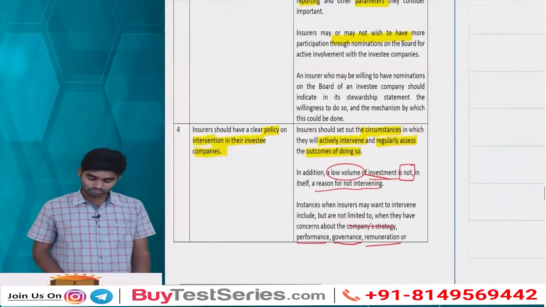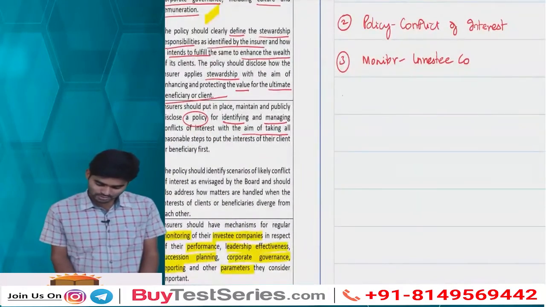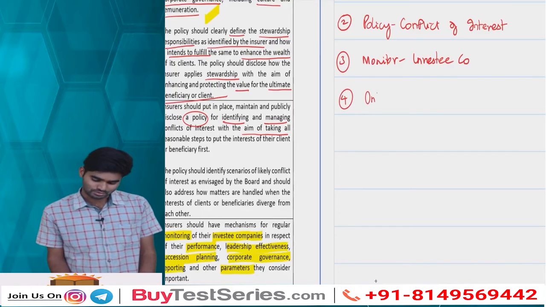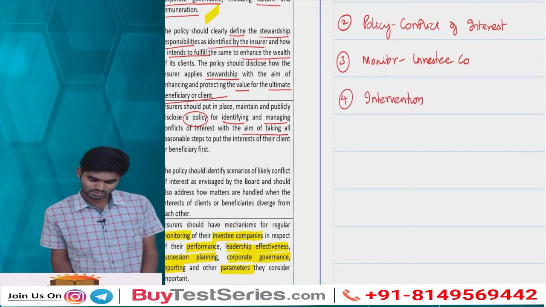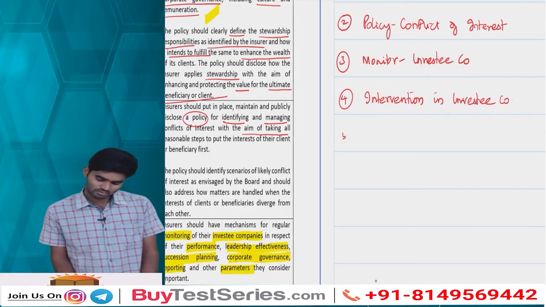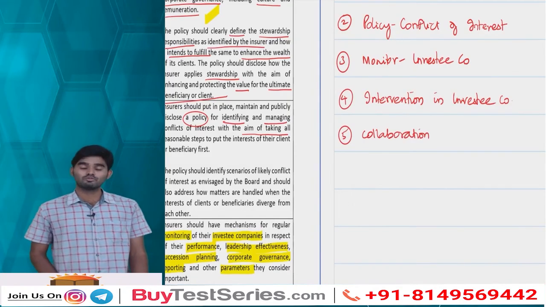So the fourth one we have discussed. What is that? Intervention in investee companies. The next one is collaboration of the insurance companies.